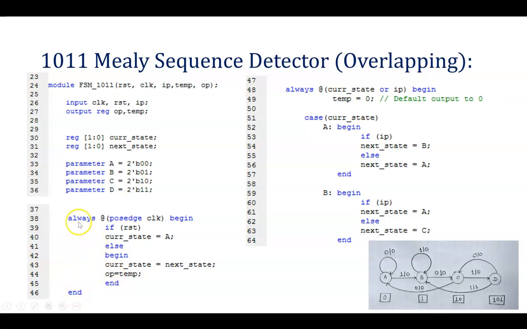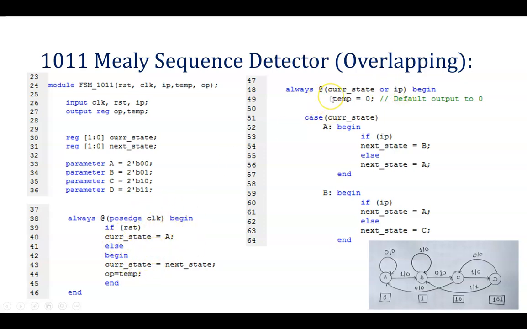Now what is the meaning of this end? Whenever you have started with begin, that's why you are ending this with end. Now this is one procedural block, an always block we have written. We need to write two such blocks. So this is the first, where my next state will be assigned to current state as well as the resetting state will be there. So this will be happening at the positive edge of clock.